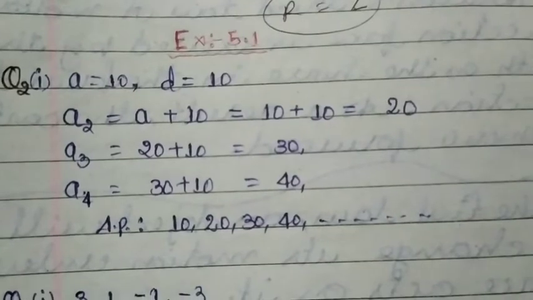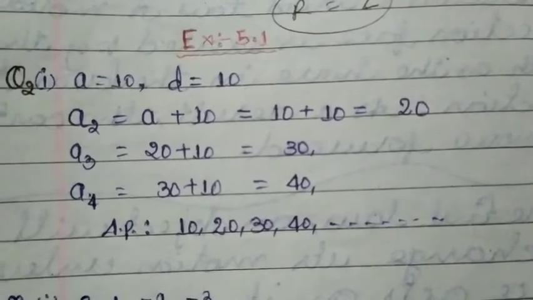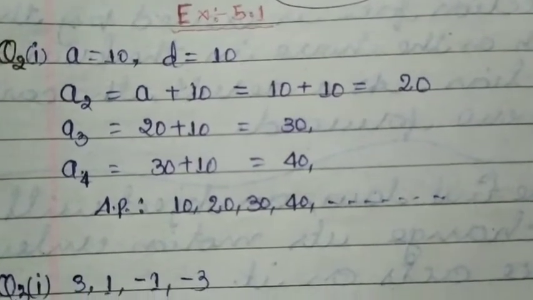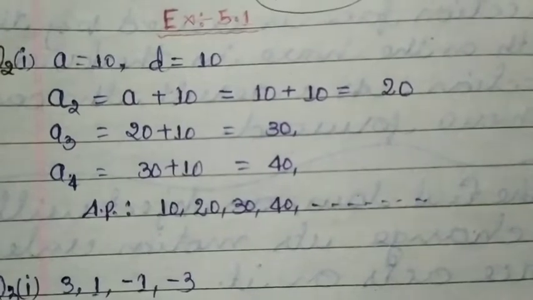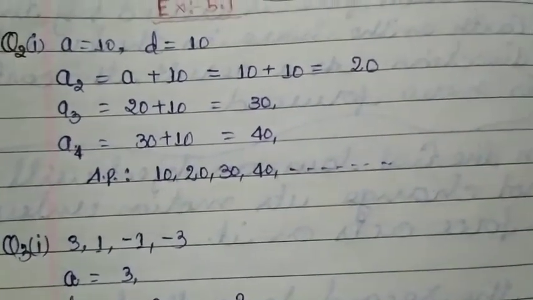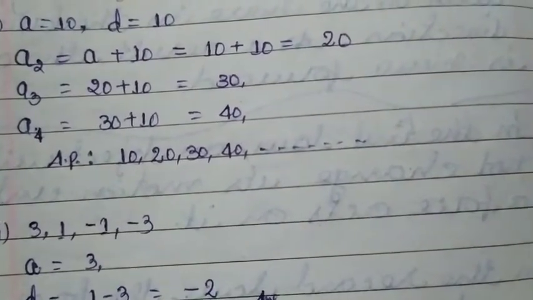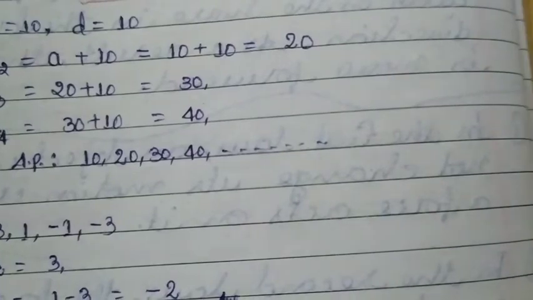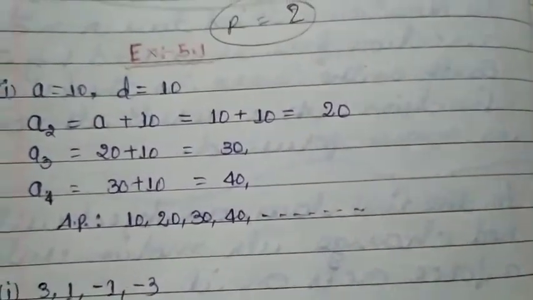Very simply, A2 will be what? D more than the first term, that is 10 more than the A. So it is 10 plus 10, 20. Again A3 will be 10 more than the A2, that is 20 plus 10, 30. Again A4 will be 10 more than 30, that is 40. So thus our AP is 10, 20, 30, 40. Okay. So the rest of the questions can be done like this.